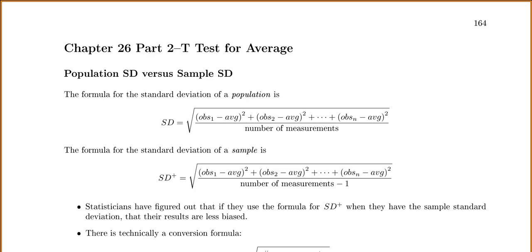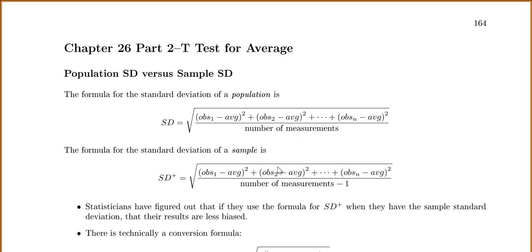So the formula for the standard deviation of a population is that SD equals the square root of the first observation minus the average squared plus the second observation minus the average squared plus all the way up to the last observation minus the average squared, divided by the number of measurements you had. So that's how you find the standard deviation for a population.